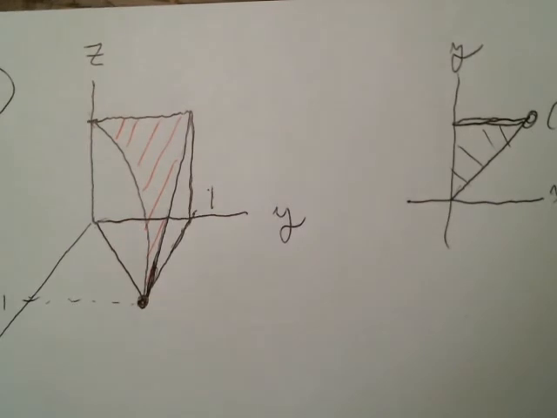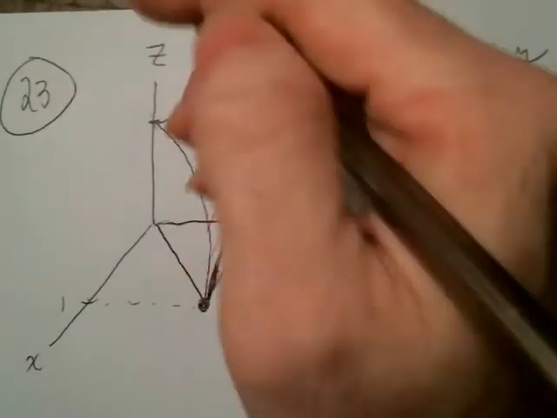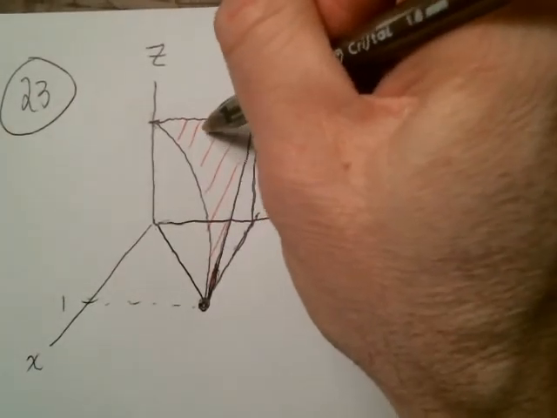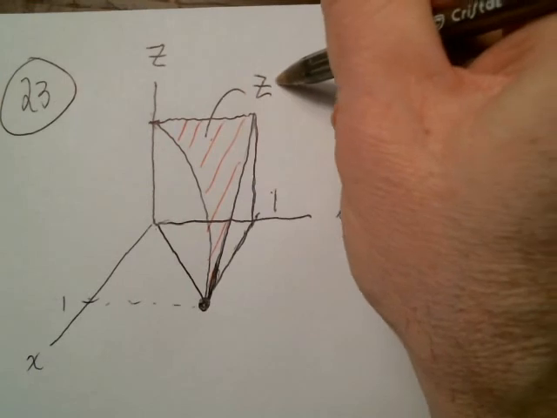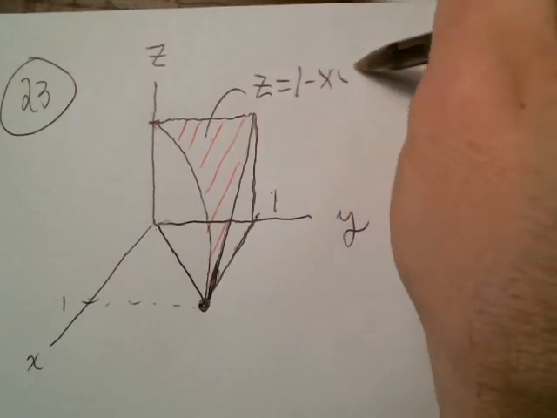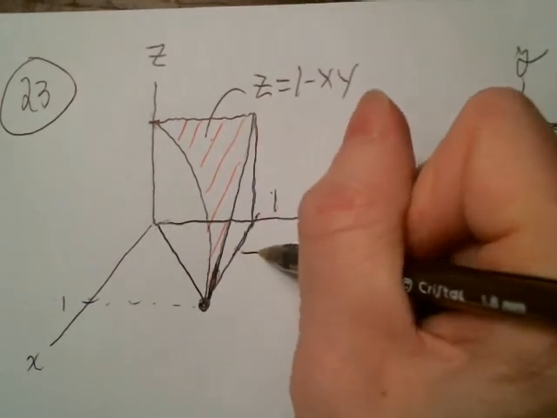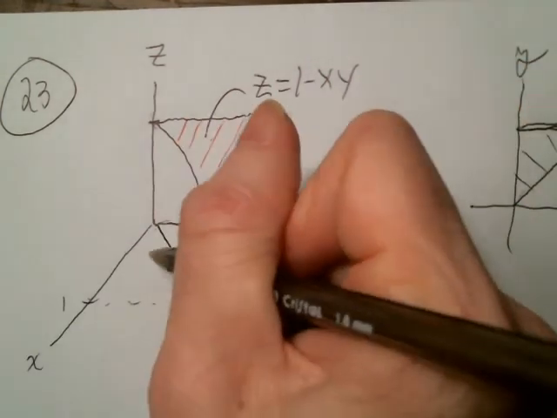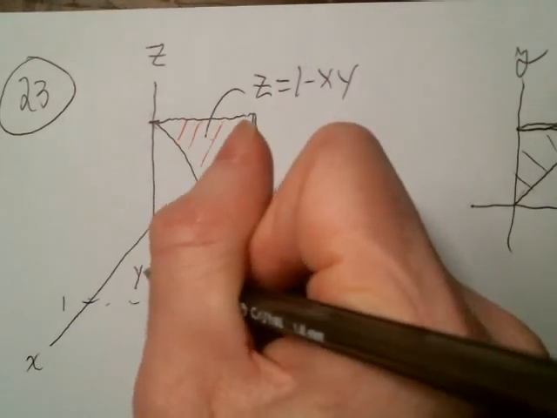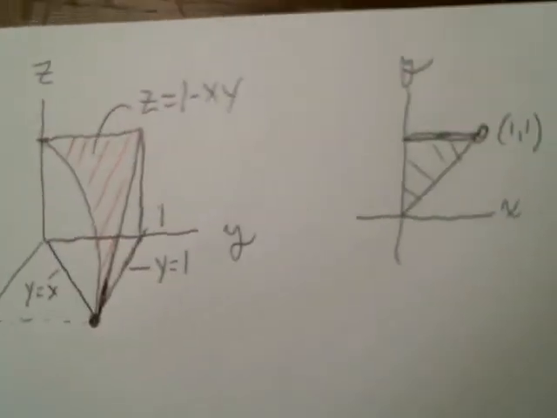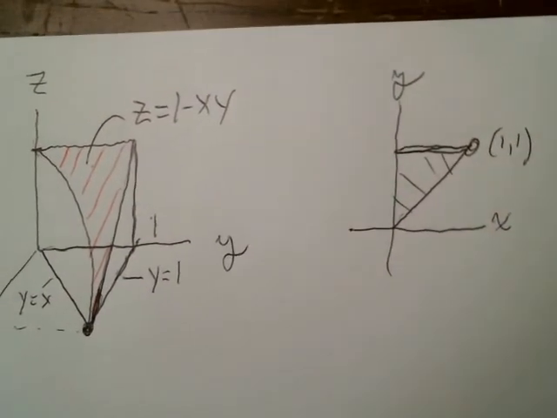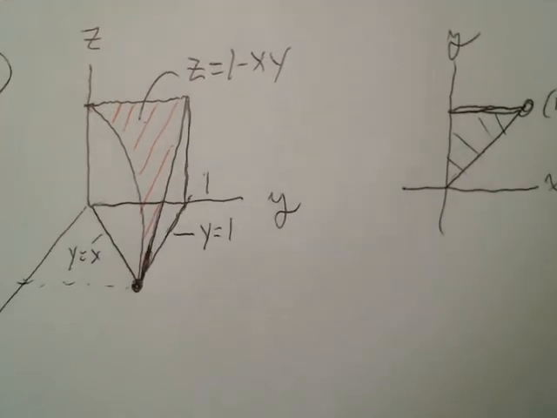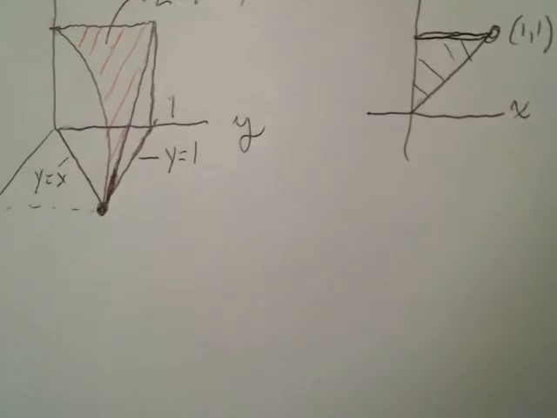And they want you to set up the integral for both orders. They tell you this surface is given by the equation z equals 1 minus xy. This line is just y equals 1, and this line here is y equals x. Okay, so we need to set up our integrals for both orders.